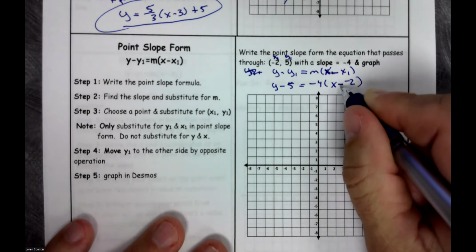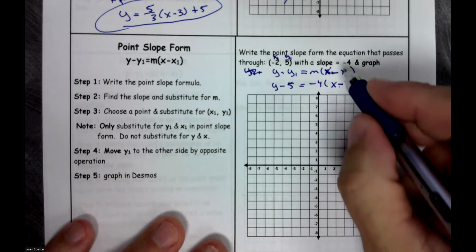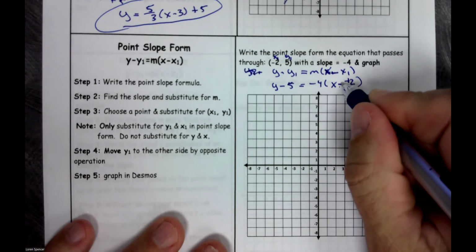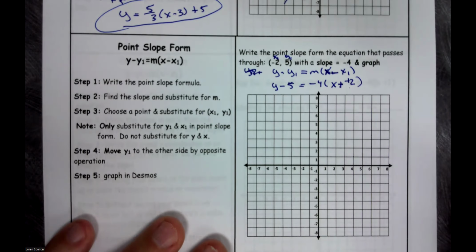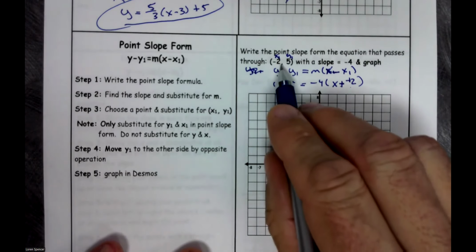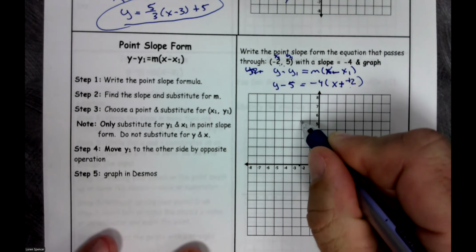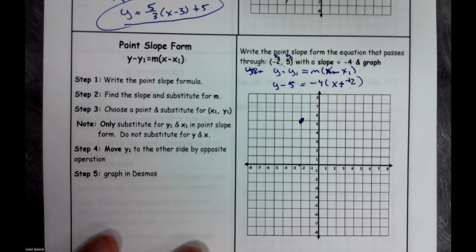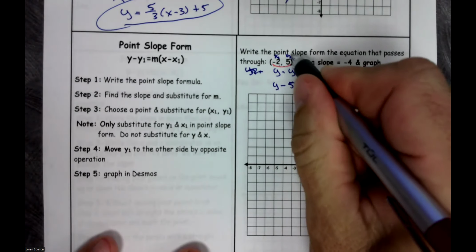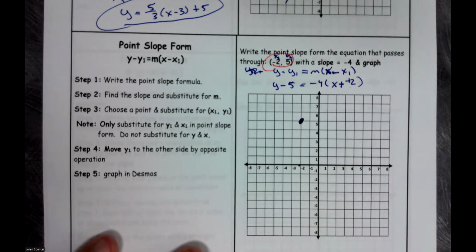Really, that should say x plus 2, but we have x minus a minus 2, so this actually becomes a plus. So I'm going to change those signs because a negative and a negative becomes a positive. So it's x plus 2. So at that point, I know my starting point is -2 and then positive 5. So there's my starting point, and we always, always, always start with our starting point. So that's it. And then we're going to count out our slope.